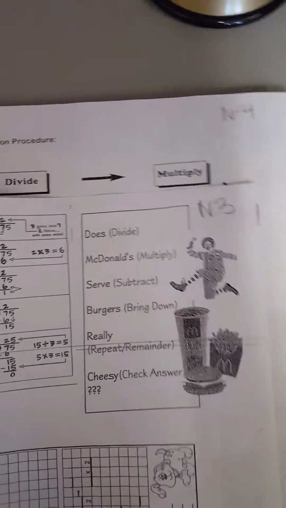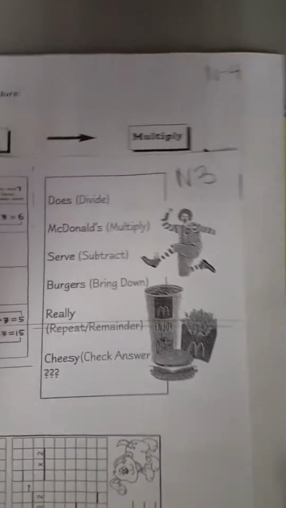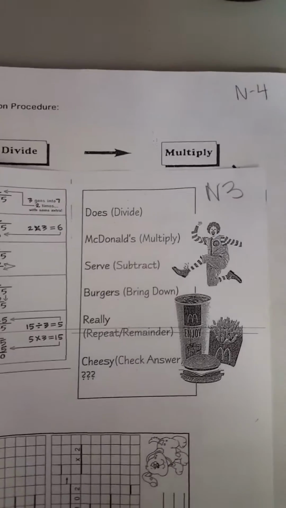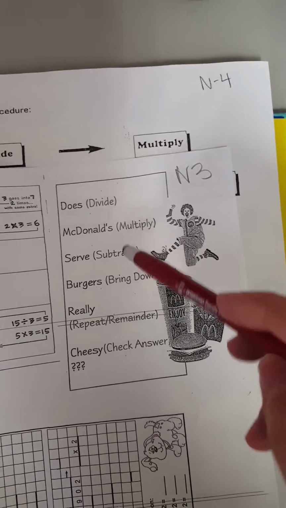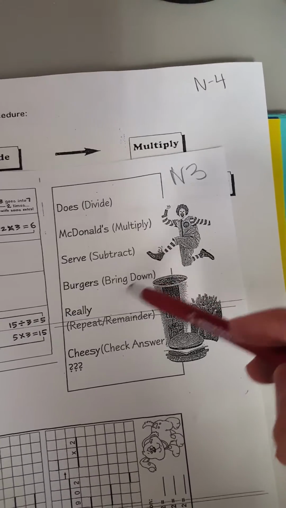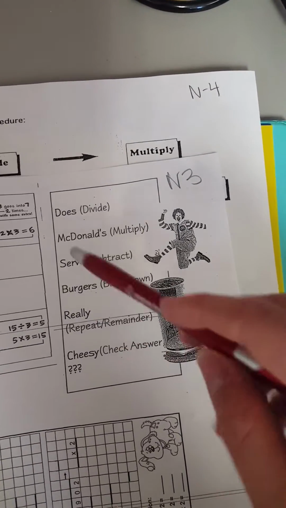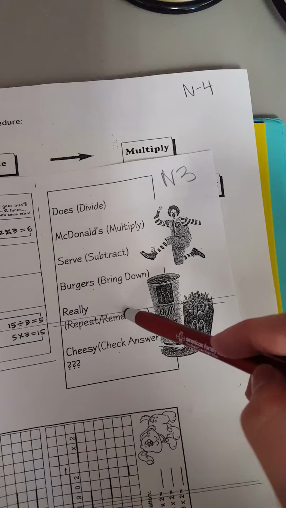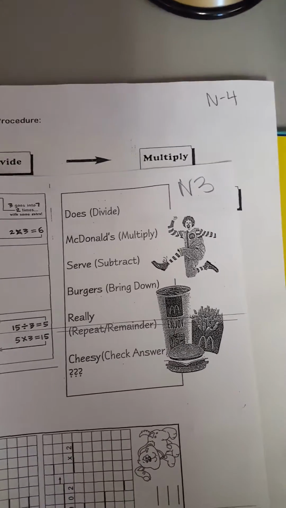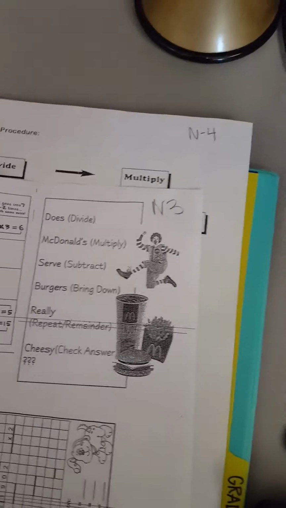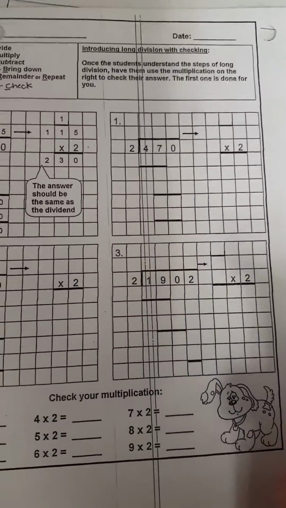Hey guys, so we've been talking about division, and make sure you remember the division steps: divide, multiply, subtract, bring down, repeat, and do this over and over till you check for a remainder and then check your answer. Okay, so on our notes here, I'm going to work through number 3 with you.